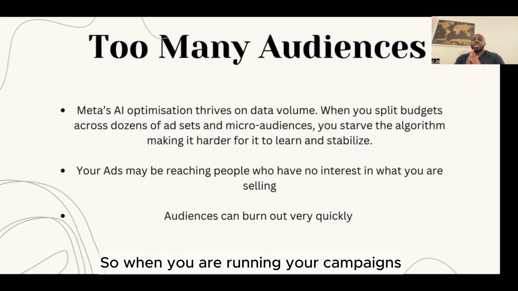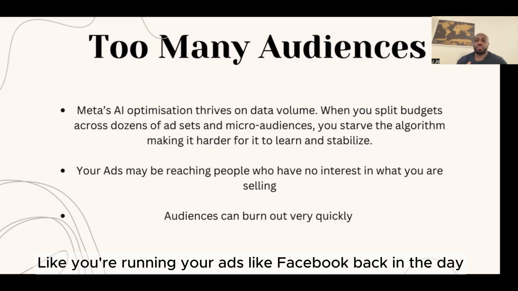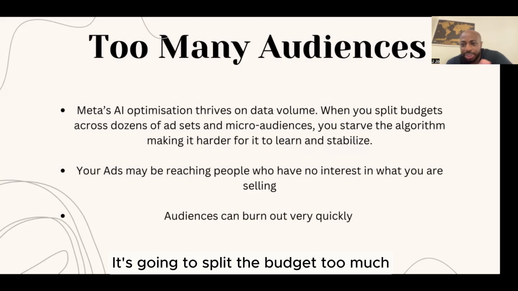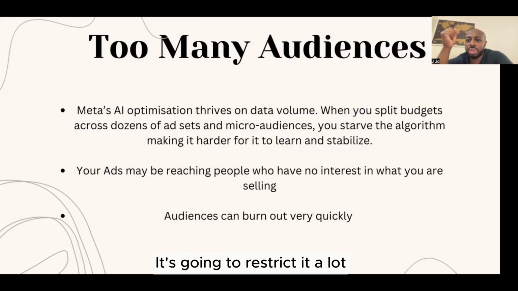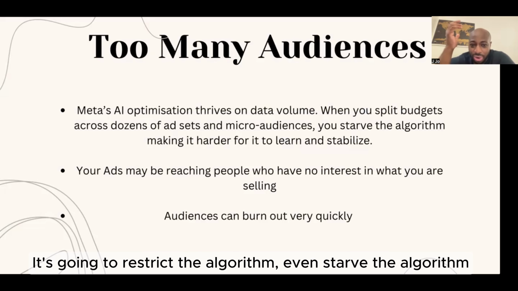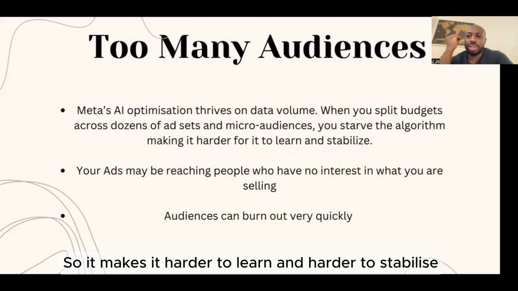So when you are running your campaigns, you've got loads of audiences, like you're running your ads like Facebook back in the day. It's going to split the budget too much, right? And it's going to restrict the algorithm. It's going to restrict it a lot. It's going to restrict the algorithm, even starve the algorithm. So it makes it harder to learn and harder to stabilize.